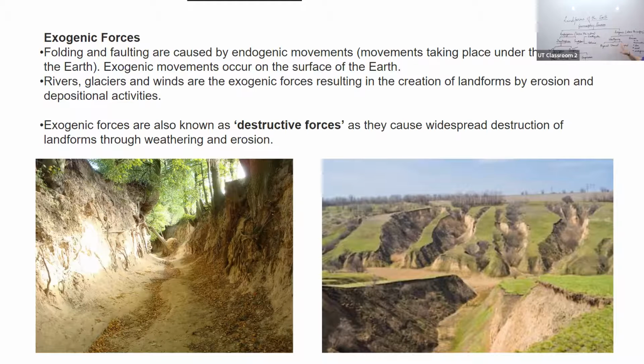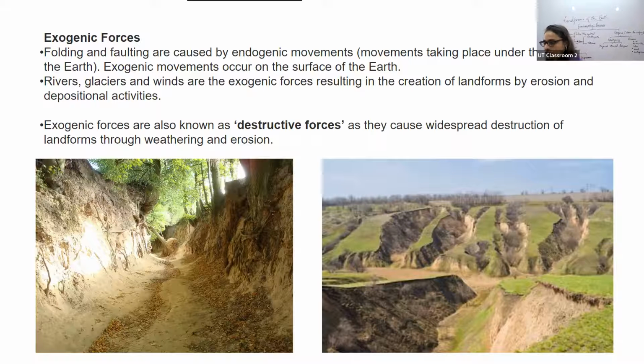Okay, so exogenic now. Exogenic movements occur on the surface of the earth. Rivers, glaciers, and winds. You find these on top of the surface. These are the exogenic forces resulting in the creation of landforms by erosional and depositional activities.